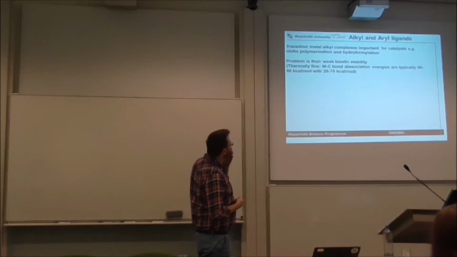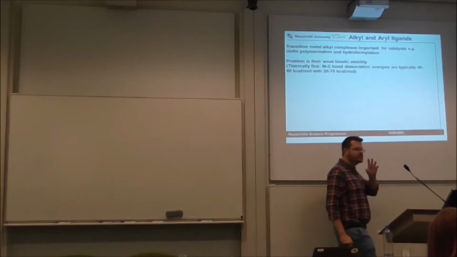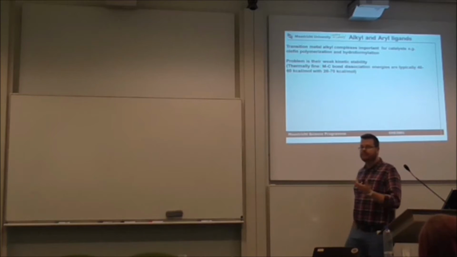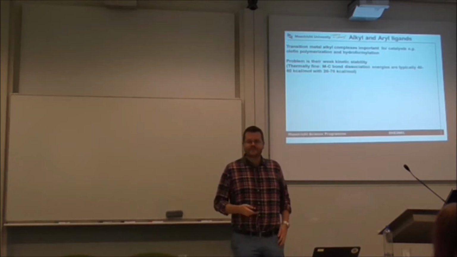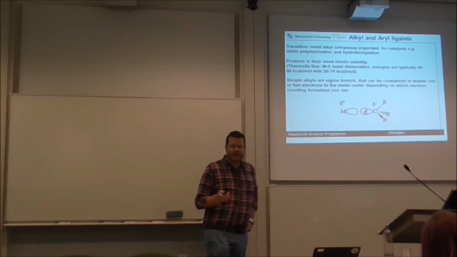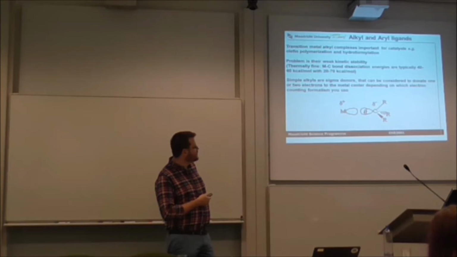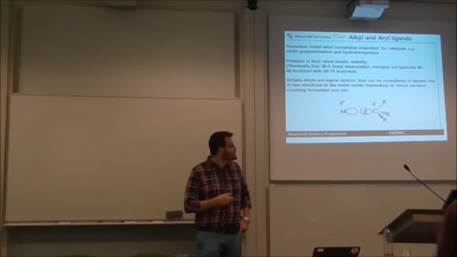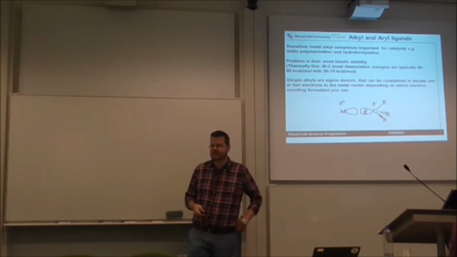The problem is they're kinetically unstable, so it's a challenge to isolate them because they tend to be susceptible to decomposition reactions. And that's what we're going to be looking at today, is their reactivity and their decomposition, and why that's important. Now, you can think of the bonding interaction between this sp3 hybridized carbon, so this is a generic alkyl, and a metal, as essentially a sigma donation of this sp3 hybridized orbital bearing a lone pair of electrons into an appropriate d-metal orbital.